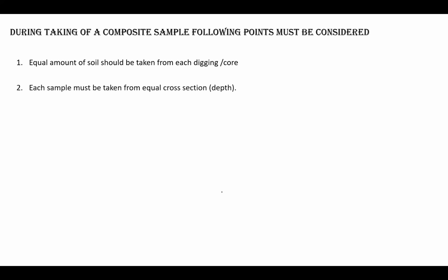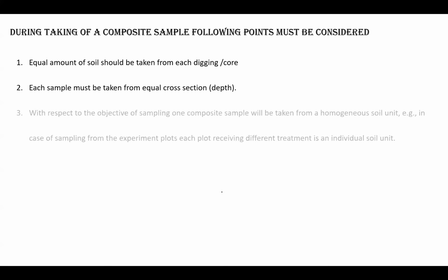During taking a composite soil sample, we have to follow some important points. What are those? Very first, an equal amount of soil should be taken from each digging or core. Exactly equal portions we have to take, and each sample must be taken from an equal cross section. That means if you want to take 15 centimeters depth, you have to take 15 centimeters depth in each and every area.